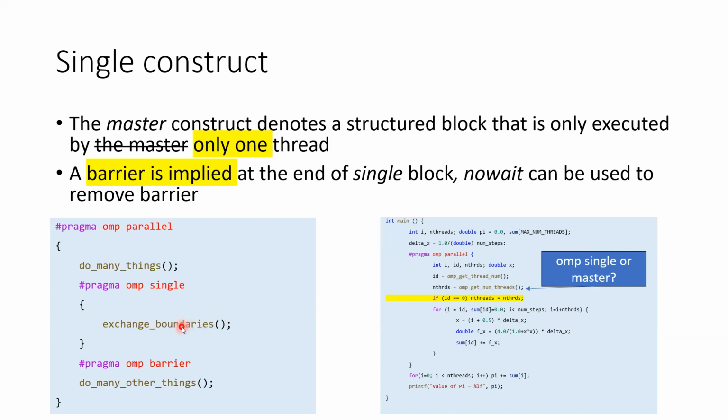And if you want to simulate the behavior of master with single by not forcing threads to wait, you can add a nowait clause with single. So pragma omp single nowait. Only a single thread will enter and the other threads will not wait. They will just continue. They will not wait at the barrier at the end of single.